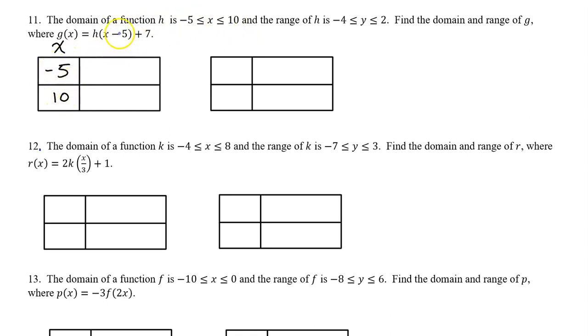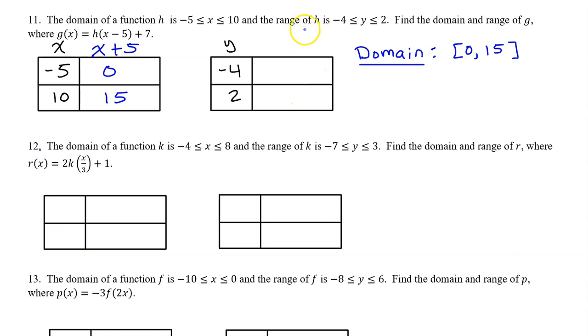the 10. The transformation that affects the x values is this minus 5, which is a horizontal translation by positive 5. So I can find new x values by doing x plus 5. So that's going to turn this negative 5 into a 0, and this 10 into a 15. So my new domain is the closed interval from 0 to 15.